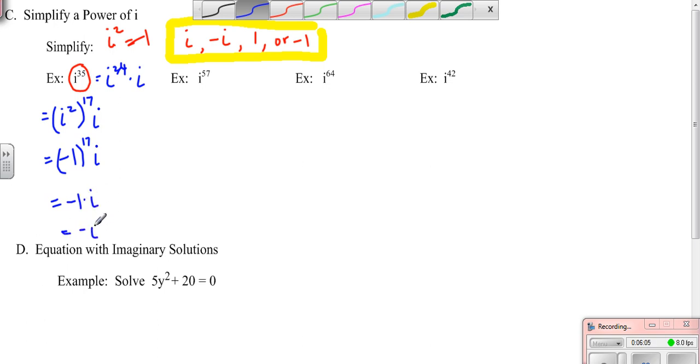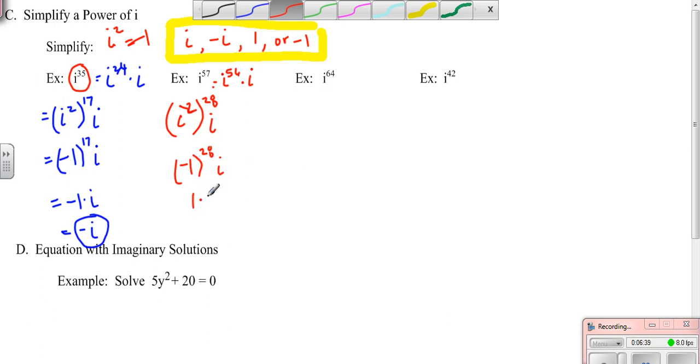And so this works out to be negative i. Now when I think about i to the 57th, I think about i to the 56th times i. I still have 57 of them. Well, this time i squared to the 28th is how I get 56 times i. So now I have negative 1 to an even power times i. Well, a negative number to an even power is 1, and I don't need to write that 1.